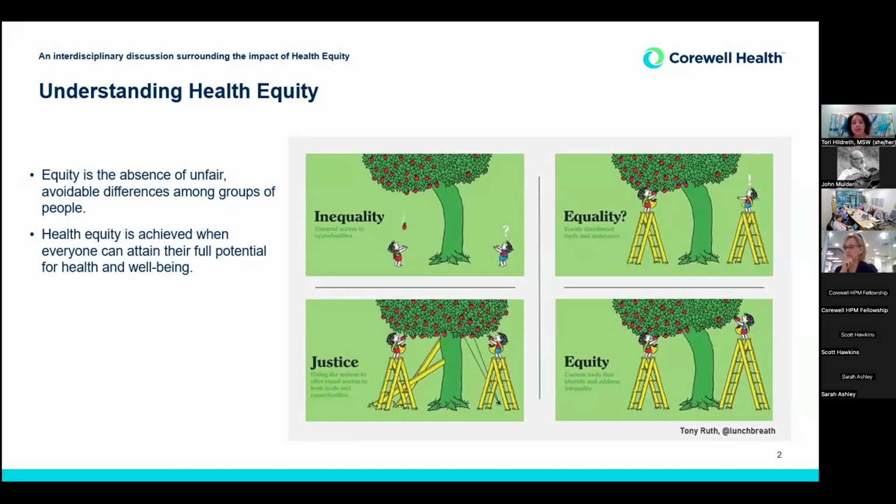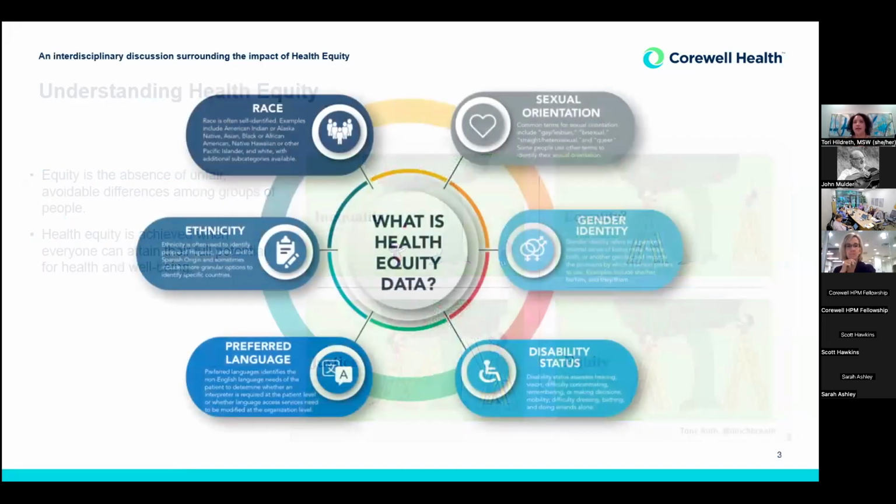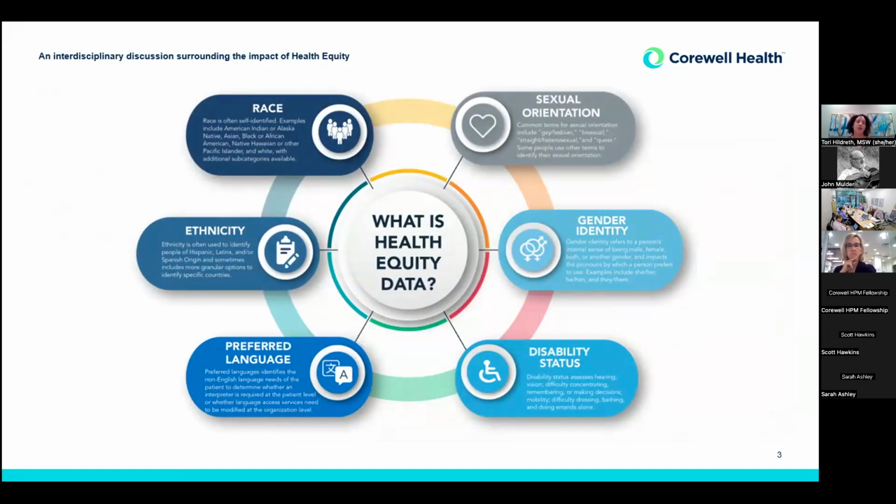So now let's shift to health equity data. And how is this captured? How do we know we need to do better in our community? Well, the CDC and the World Health Organization, among other public health sectors, have started to actually prioritize health equity data following COVID-19. They have intentionally found these 6 categories to help improve quality data.